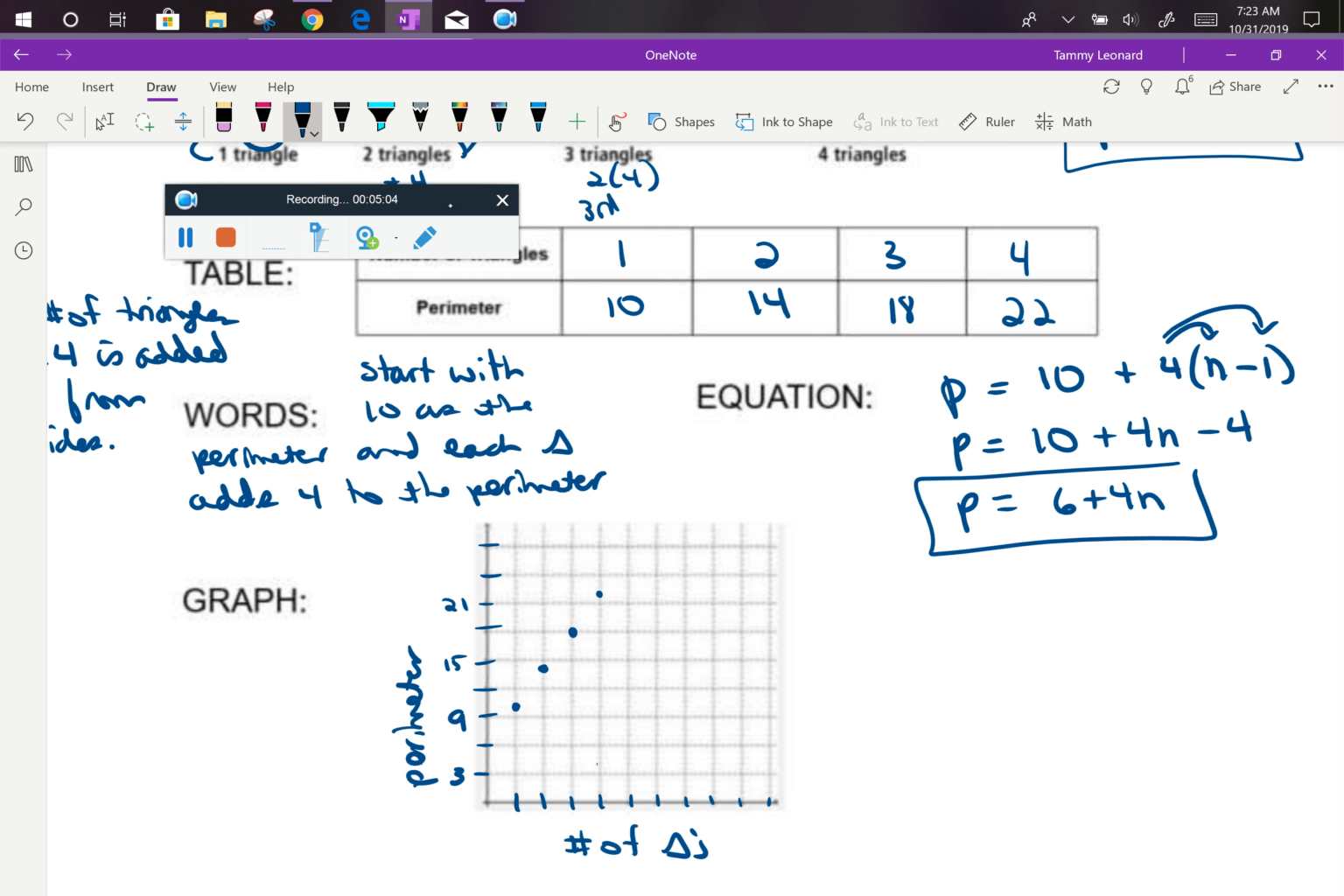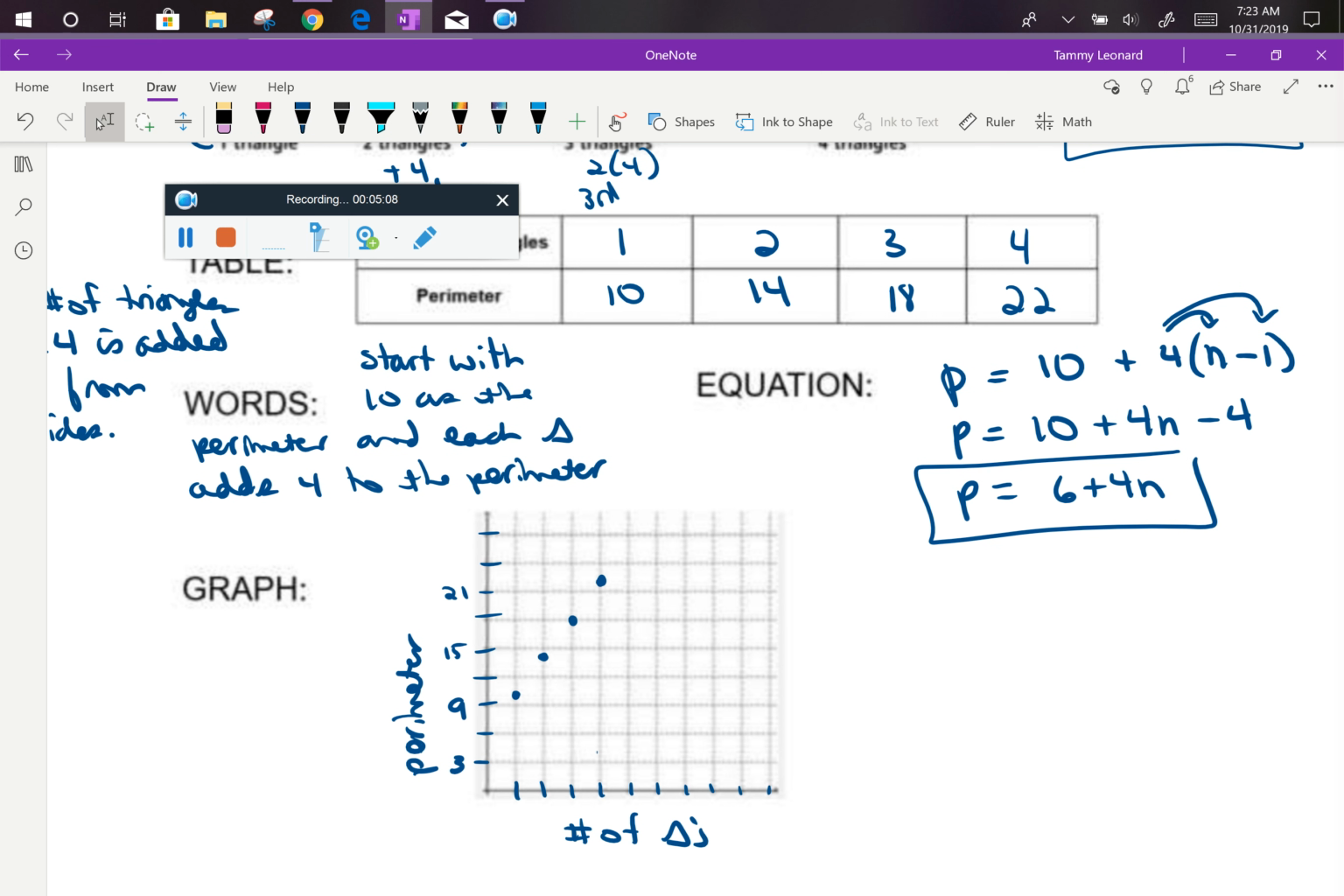4 comes up to 22. And we notice that that looks like it's basically a linear pattern. I can imagine drawing a line through those points.